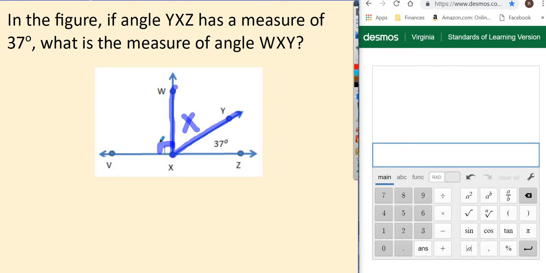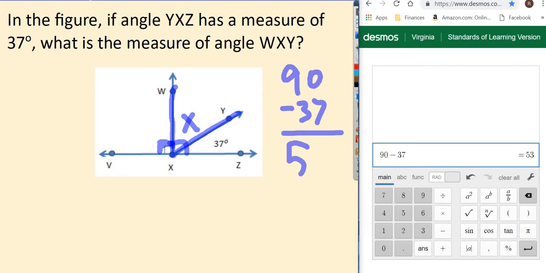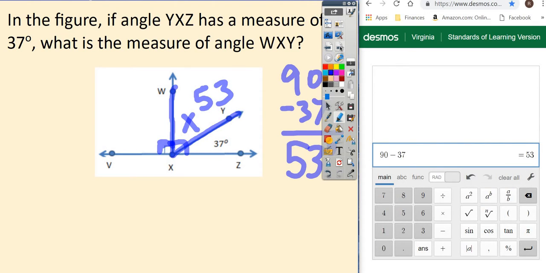Again, use your clues. If that's 90 degrees, then this side over here must also be 90. So you can definitely just do 90 minus 37. And that gives you 53 degrees. Okay, so you know X is 53. These two angles, since they equal 90, are complementary. C, like a corner, is complementary.